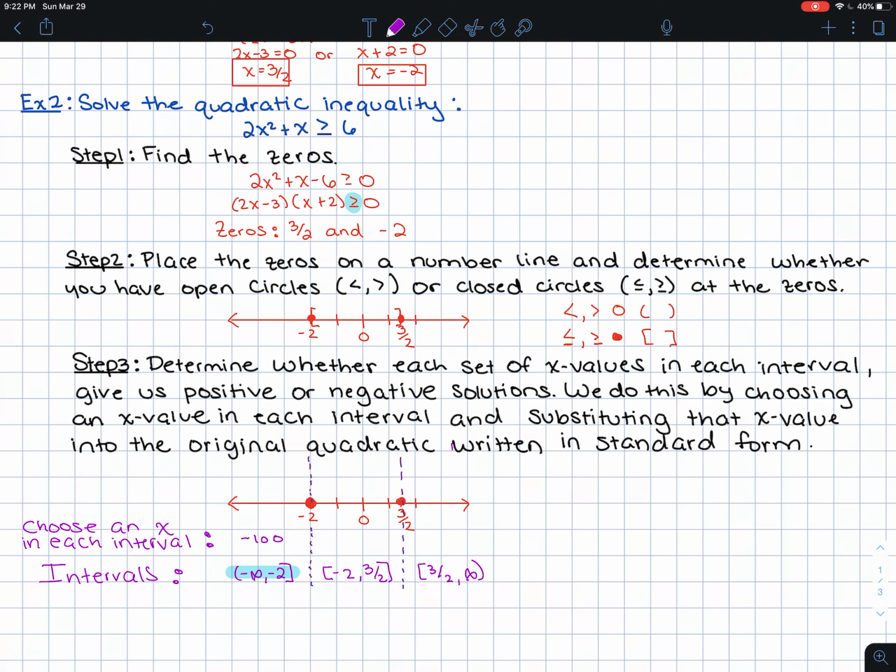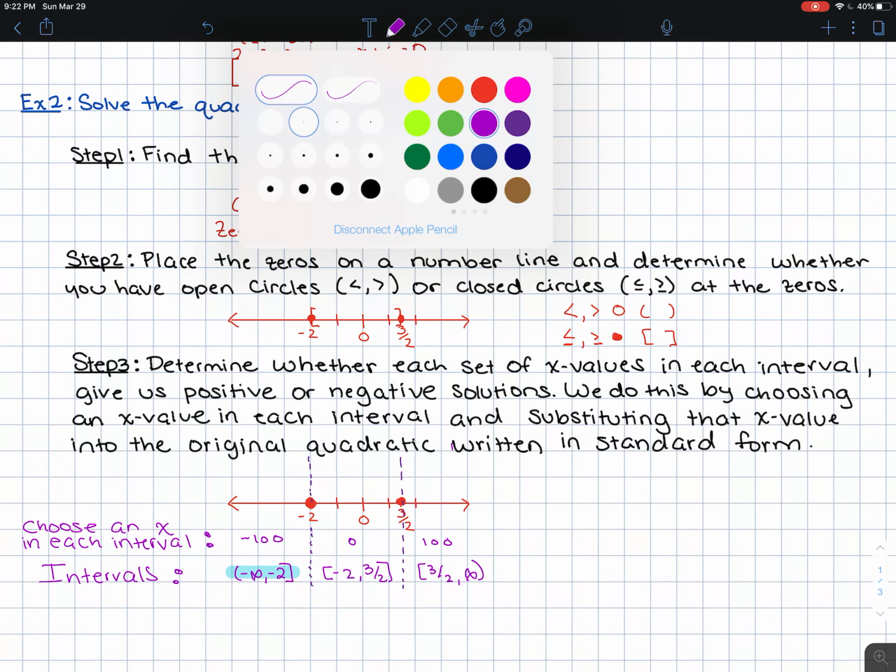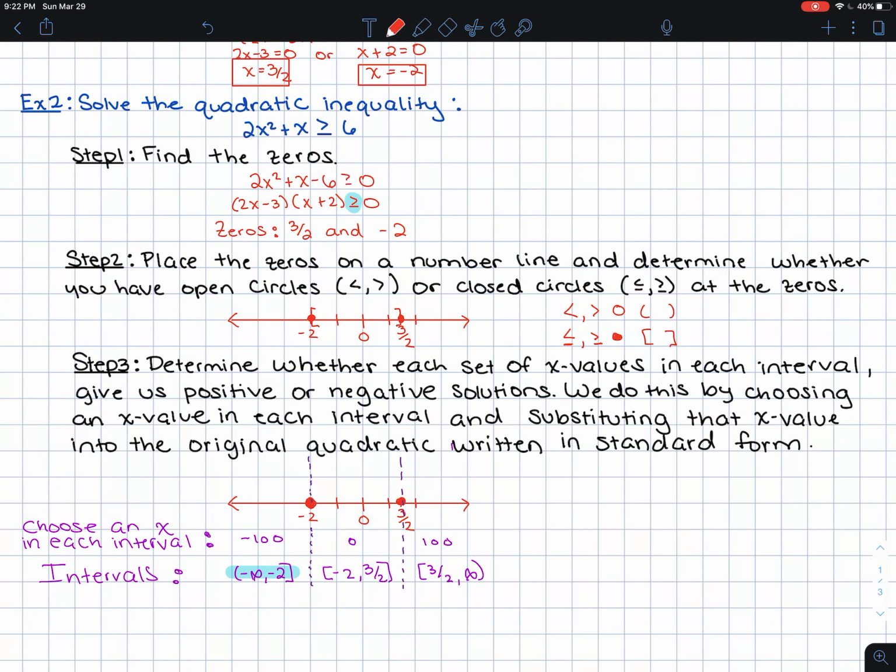For the second interval, I'm going to pick 0 just because it's the easiest number to plug in. And then finally, for the last interval, I'll pick 100. Again, you can pick whatever number you want in that interval. Now, the next thing I want to do is plug the number that I picked into my quadratic, and I want to see whether I get a positive solution or a negative. So let's start with my first interval, and I chose x equals -100.